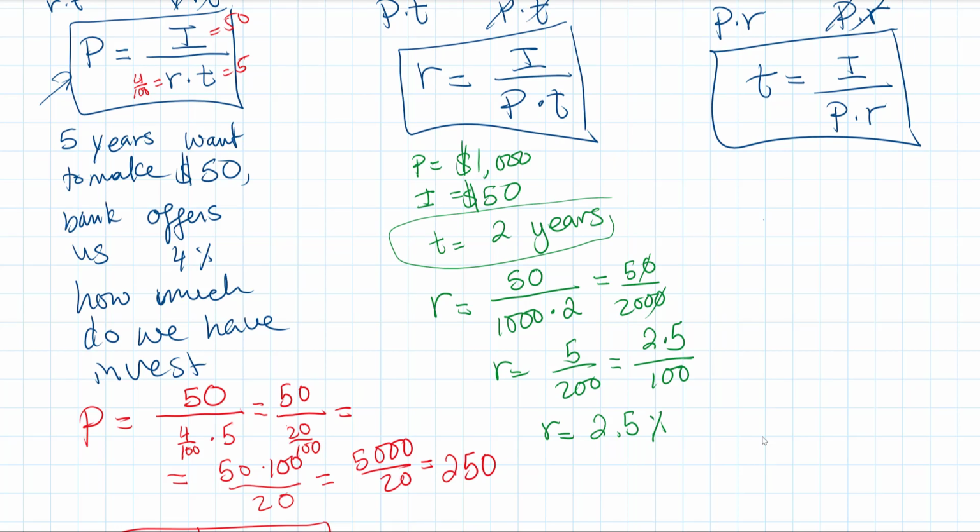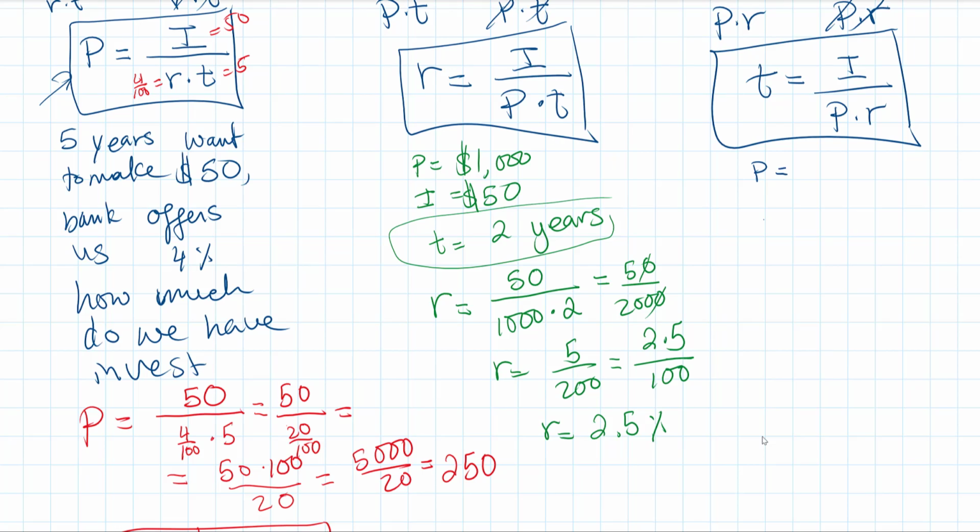Finally, we have this third version of the equation here, where we're looking at the time. So here, for instance, we may know how much we want to make. We know how much money we have to invest. We know what the bank is willing to offer us, and we want to see how long it's going to take.